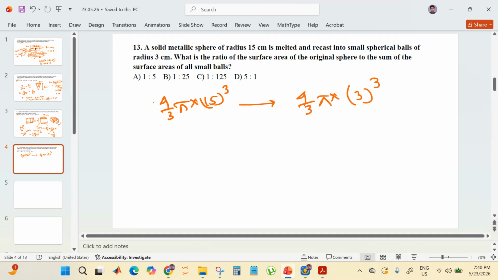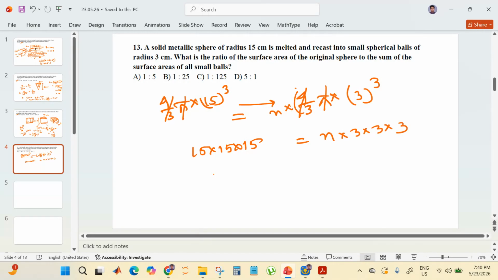So the volume of the bigger one is this, and it will be melted and recast into the smaller balls having the radius 3. Each smaller ball has the volume 4/3 pi 3 cube, and if there are n balls, then n times this will be equal to 4/3 pi 15 cube. So 4/3 pi will cancel from both sides. 15 cube means 15 into 15 into 15, and 3 cube means n into 3 into 3 into 3.